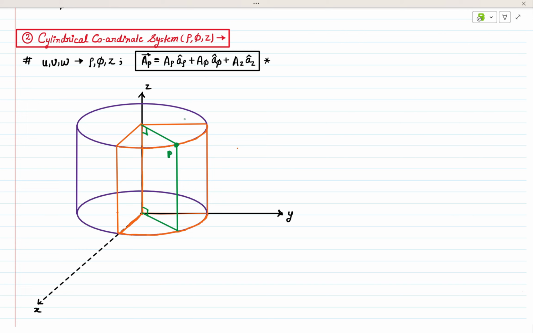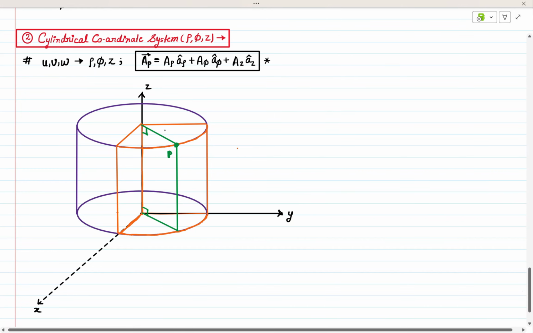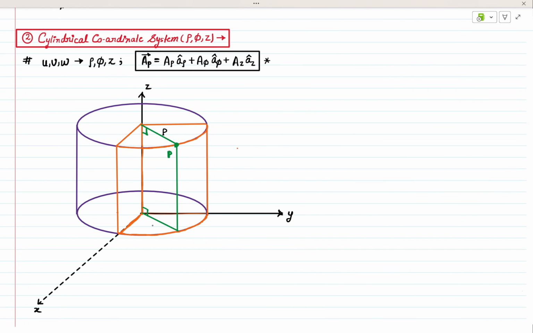Let us consider this distance as rho. So this is the rho distance. Okay, this distance is rho.